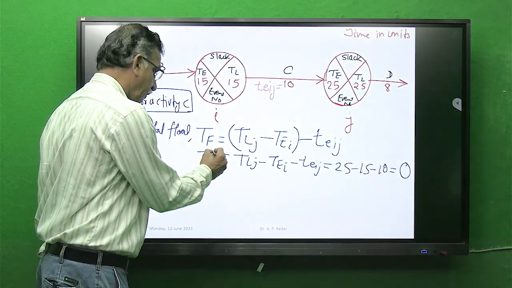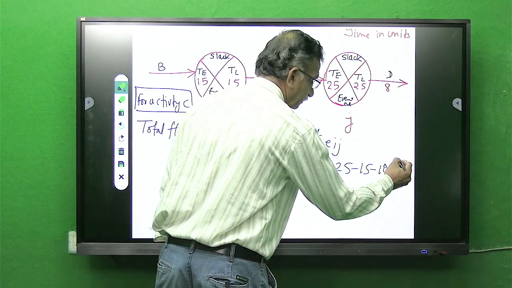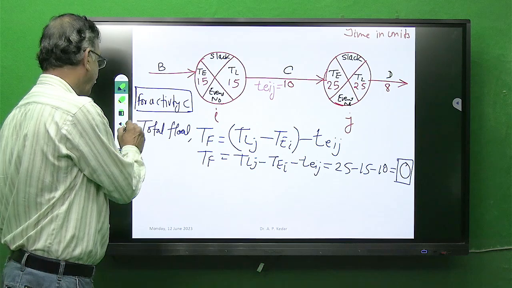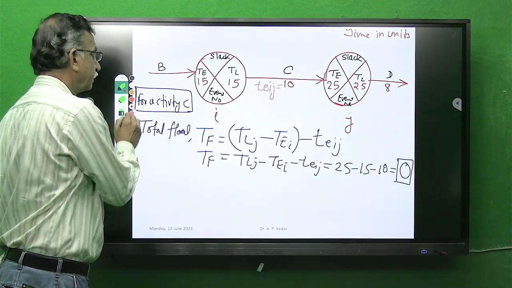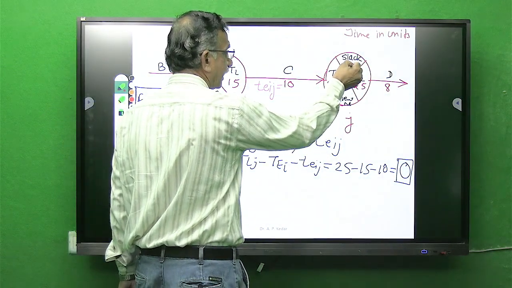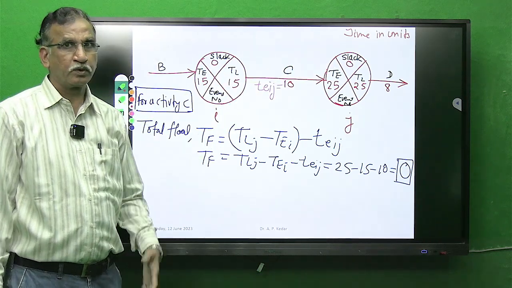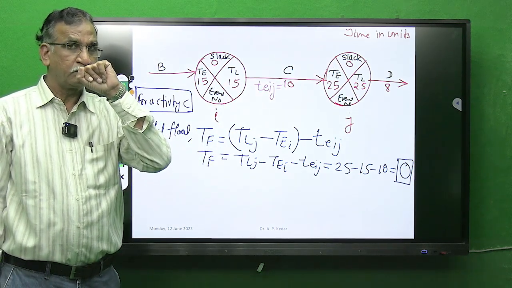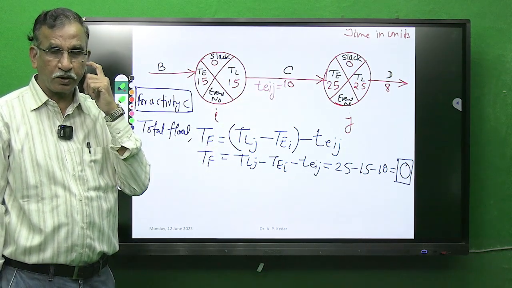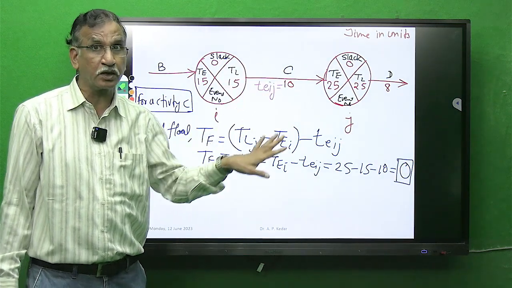Total float for the activity is equal to 0. What is the meaning? What is the implication? Till now I have kept one cell over here blank. We have studied in PERT that the difference of these two is slack, slack is 0, and we have seen the critical path. The activities of 0 slack on a network path are critical activities. So definitely it means that activity C is critical now.